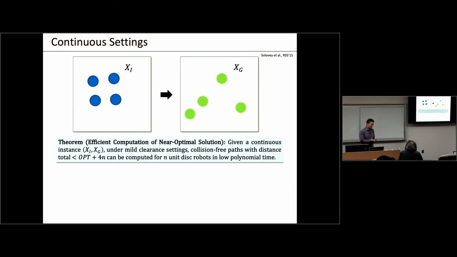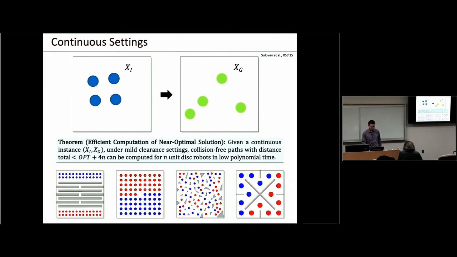We could still, in this case, in low polynomial time, under some mild clearance assumptions, that is, the robots cannot be too close to each other, compute something that's almost optimal. We can compute a solution with OPT plus some term for n, where n is the number of robots. Here we assume each robot is a unit disk. So this is the actual distance that we need to travel. So it's a near optimal solution, and we can solve problems like all these very efficiently. For example, routing the blue ones to the red ones, and so on.